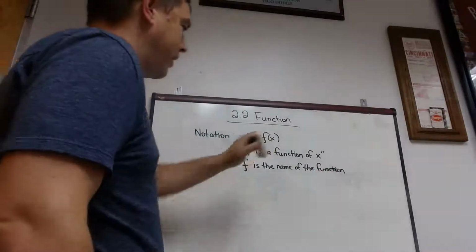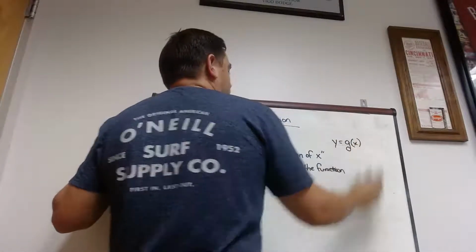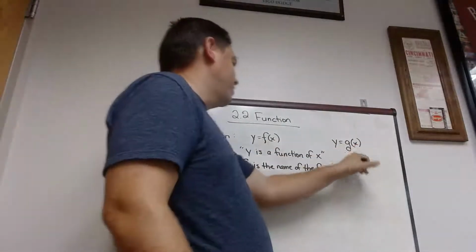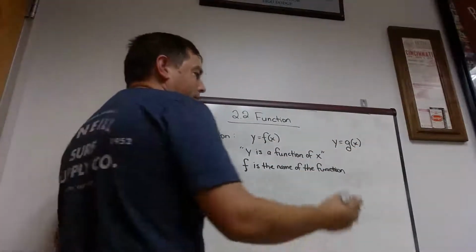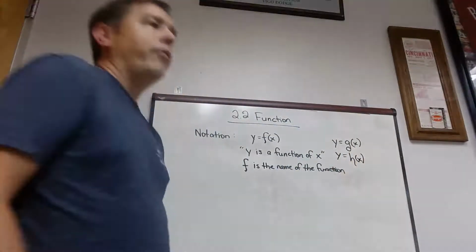All right, and most of you have seen functions displayed as not only f of x, but g of x, all right, in which y is still a function of x, but this is the function g, that's the name of the function, and we could go through all of the letters of the alphabet and have different names for different functions. Don't let that scare you.